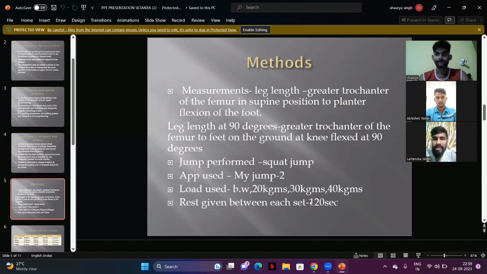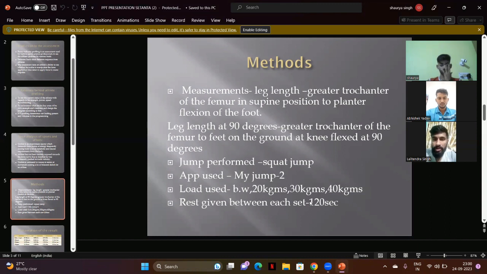So the methods we used in this test: the leg length, where we took the greater trochanter of the femur in the supine position and the plantar flexion of the foot. The leg length at 90 degrees, which was again the greater trochanter of the femur to the feet on the ground with the knee flexed at 90 degrees, where he's going to jump. The jump performed was a squat jump.